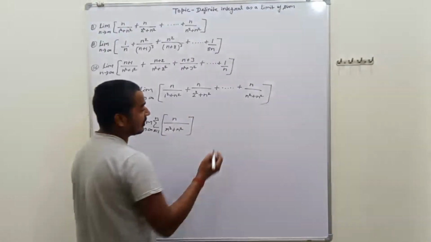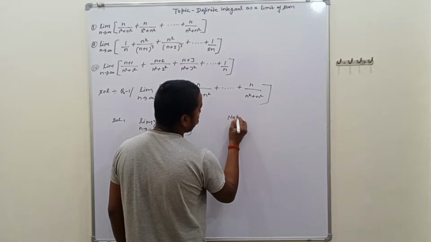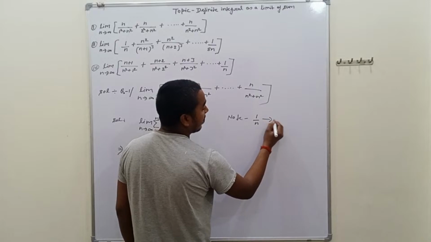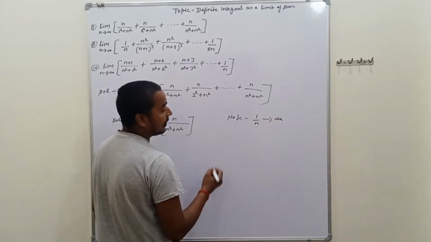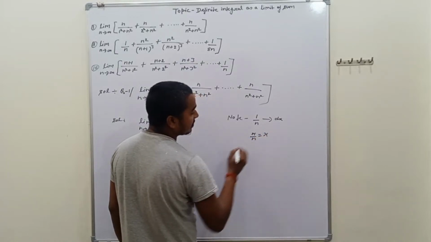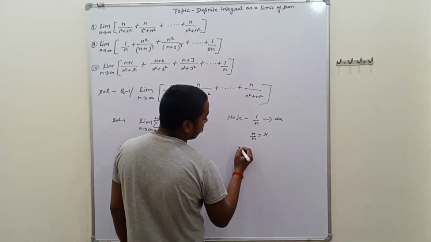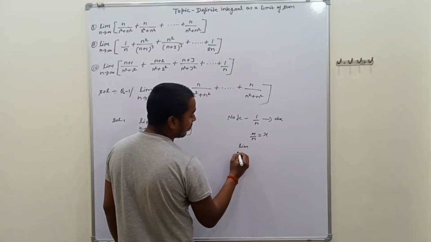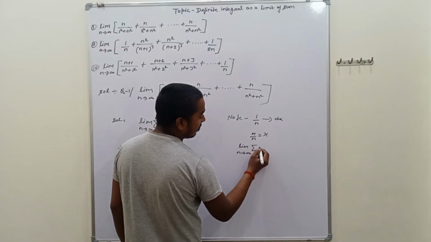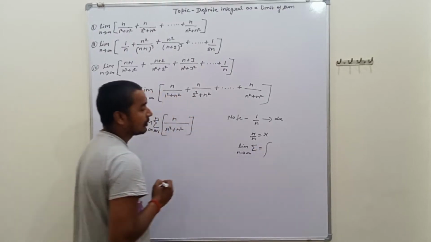Remember the identities: 1 by n is written as dx, and r by n is written as x, and third, limit n tends to infinity, summation is written as integration.